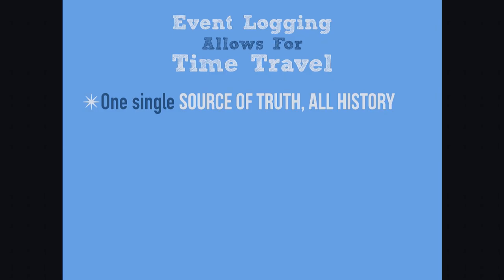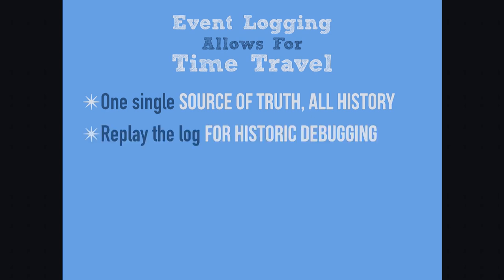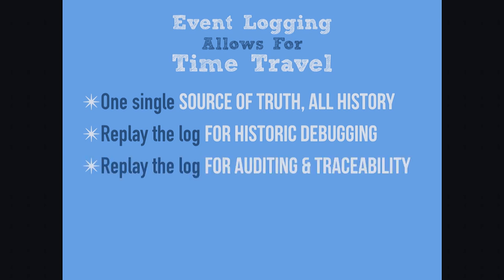So the event log is really one single source of truth for everything that ever happened in the system, all history, from day one, unless you choose to prune that, of course. And it allows us to replay this log for historic debugging, for example, to understand what went wrong at a specific point in time. You just go back and replay and see where you end up. So step by step, way slower than the system would run naturally, etc.